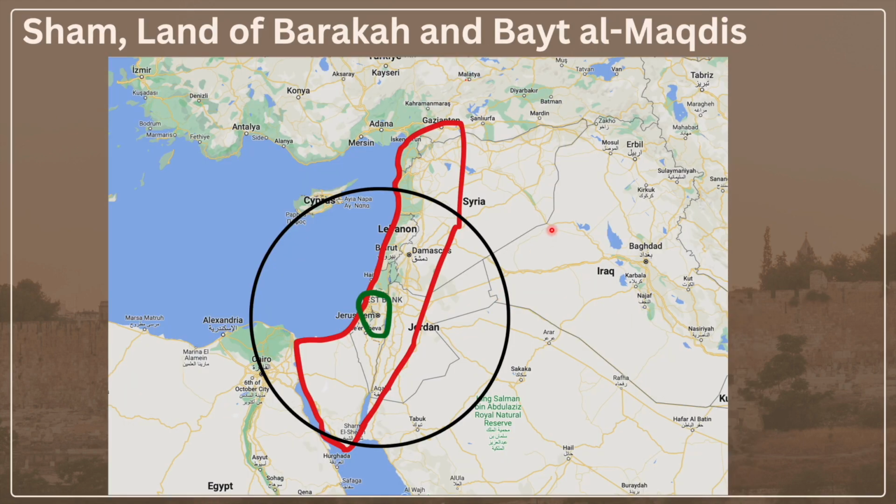So now putting all three together, we've got Sham. This is Sham, right here, the red part. Then we've got Bayt al-Maqdis, which is that part there. And then we've got the land of Barakah.